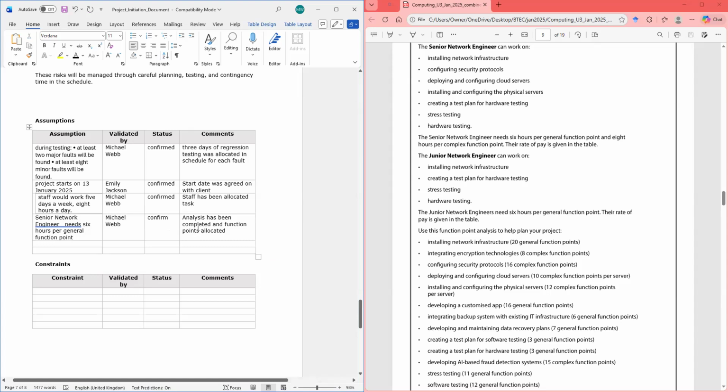Right? And I would say analysis has been completed and function points allocated. That's how I know. That's the assumption because the analysis has been completed, right? So I assume it, and then I went and I completed an analysis of the function points. All right. As I said, every assumption I have taken is from here. The other one is this one.